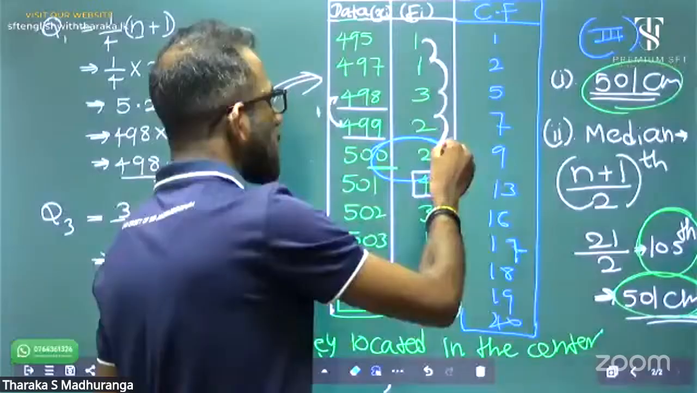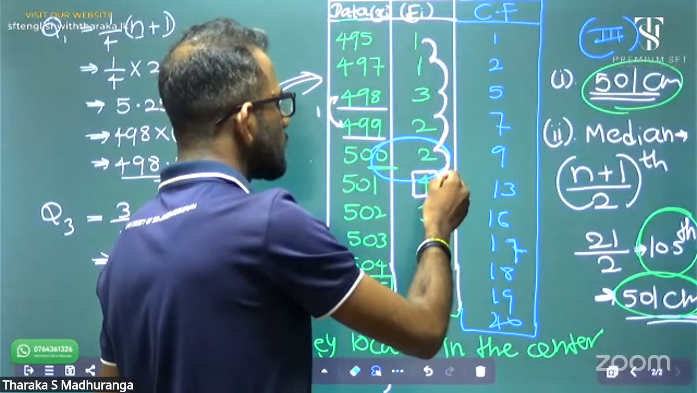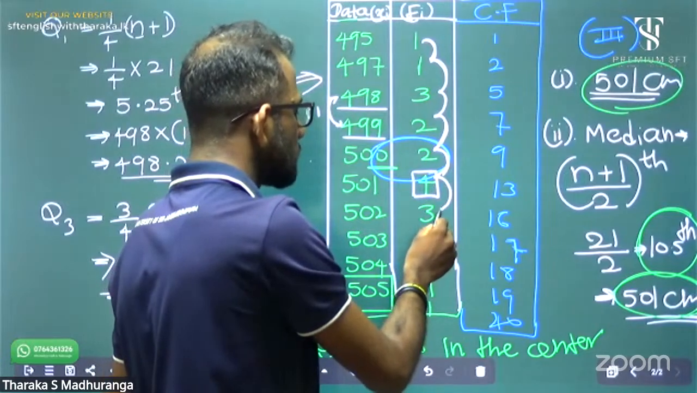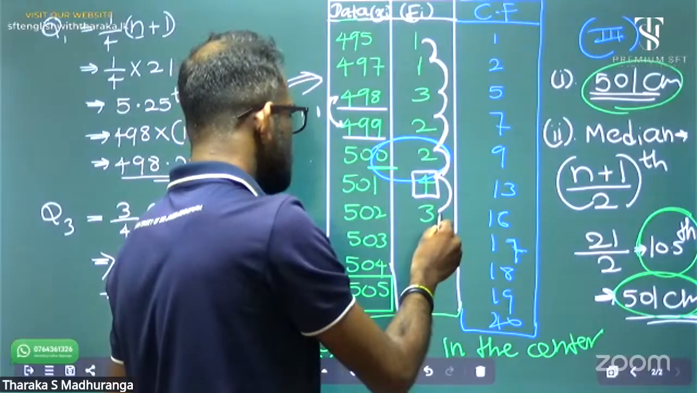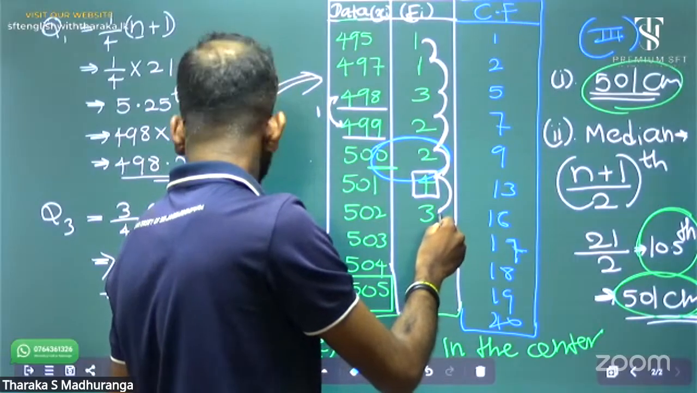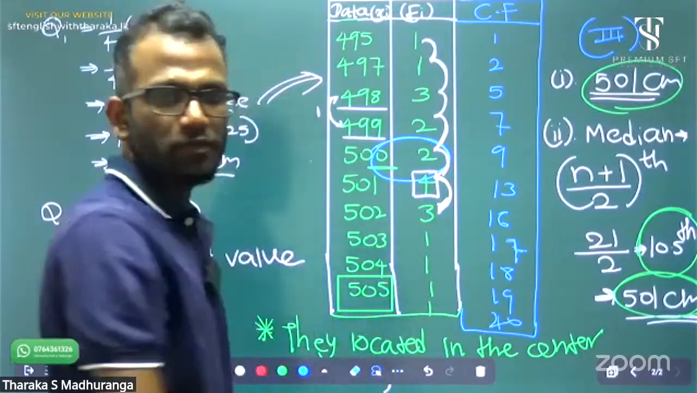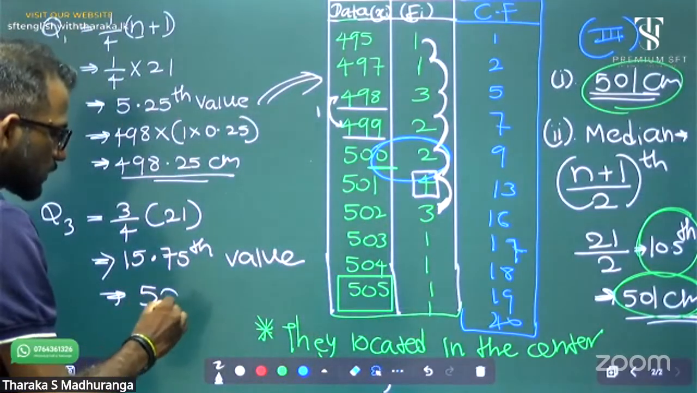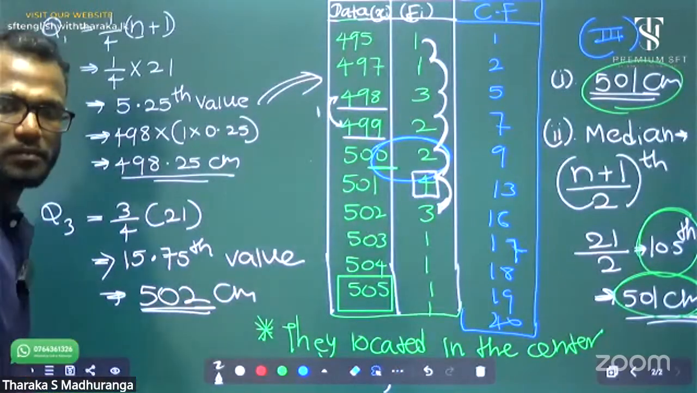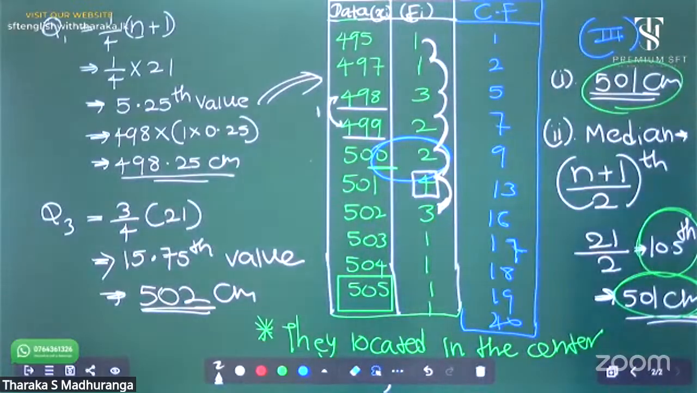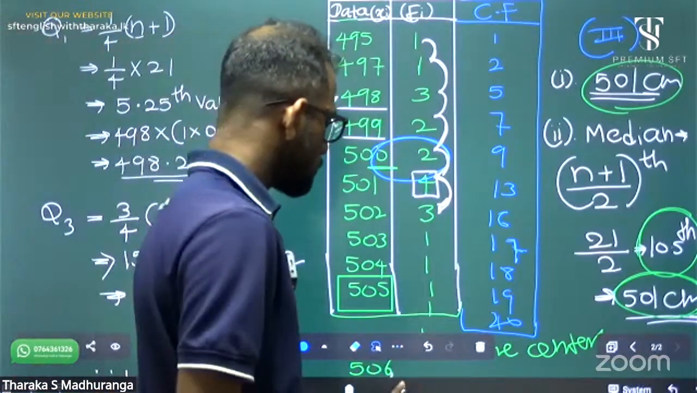After this level, 5th, 7th, 9th, 13th, 16th. Sorry, 13th, 15th and 16th are both 502. Therefore, no need to calculate. 502 is the answer. Centimeters. Then you have to add centimeters as the unit. Okay, let's move on to the next one.